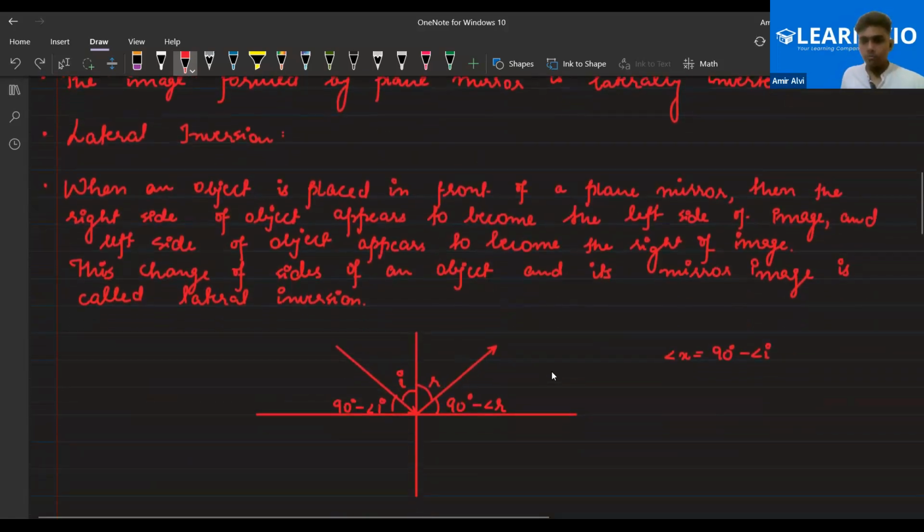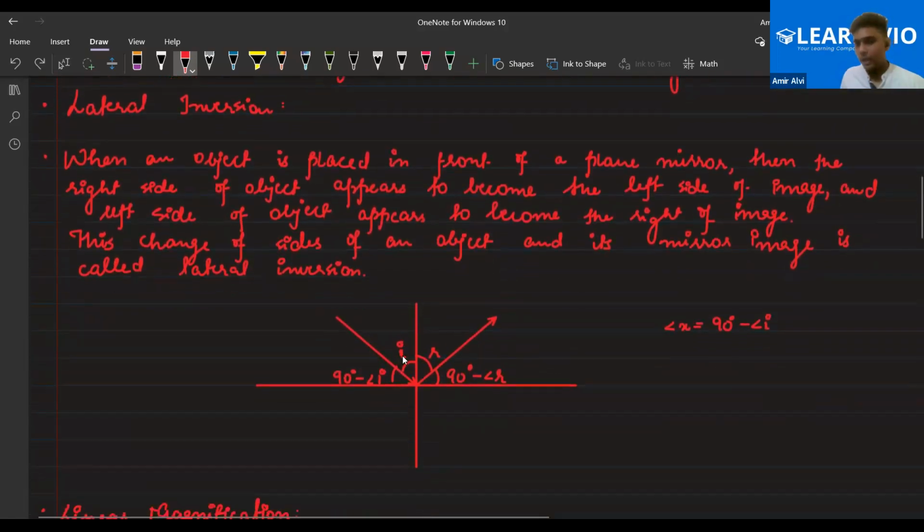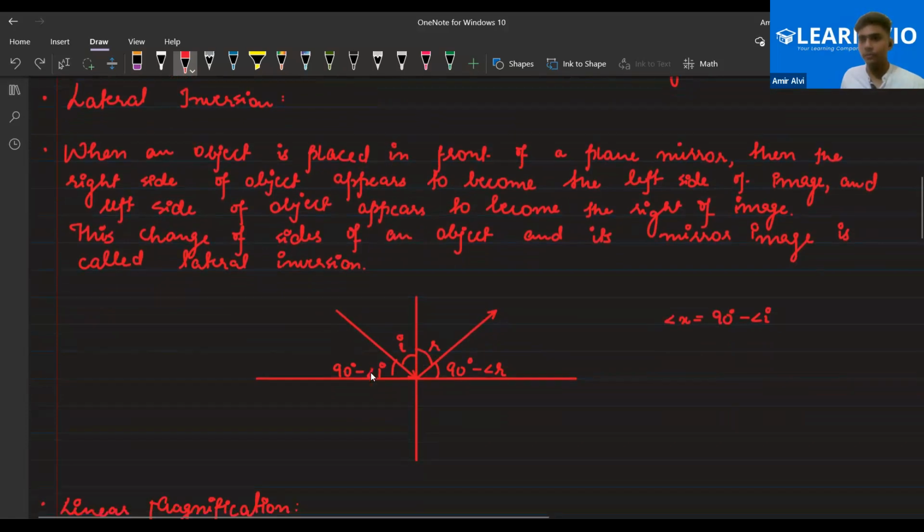Okay. So देखो, if this is angle I and this is R, so these are the angles 90 minus I and this is 90 minus R. Okay, so complementary angles. Clear, everyone?